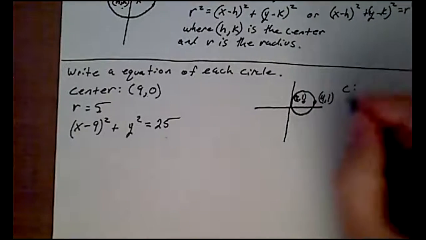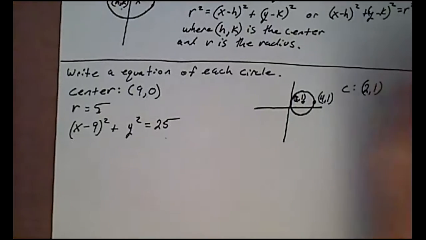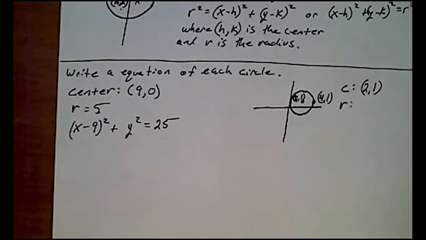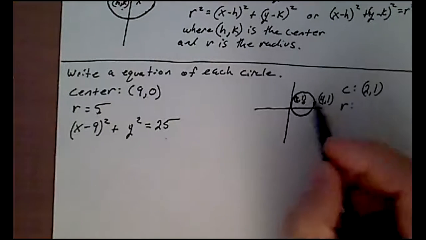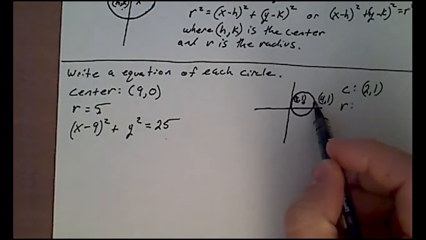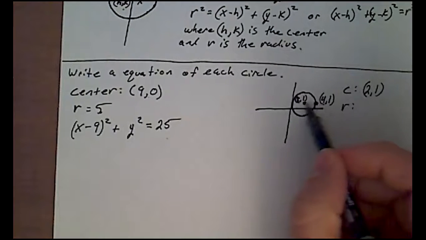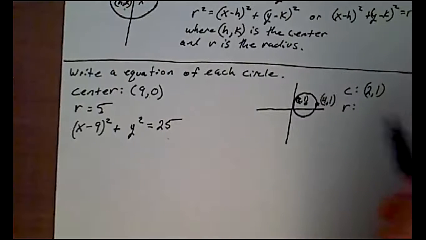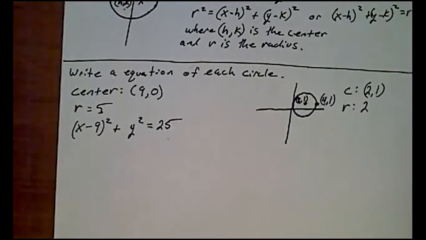If you turn it sideways, it looks kind of like a bad smiley face. We have a center at 2, 1. And what is our radius? The radius is the distance between the center and a point on the circle. And because we have the center and a point on the circle that are on the same horizontal line, 2, 1 and 4, 1, we can just subtract and find that the radius is 2.